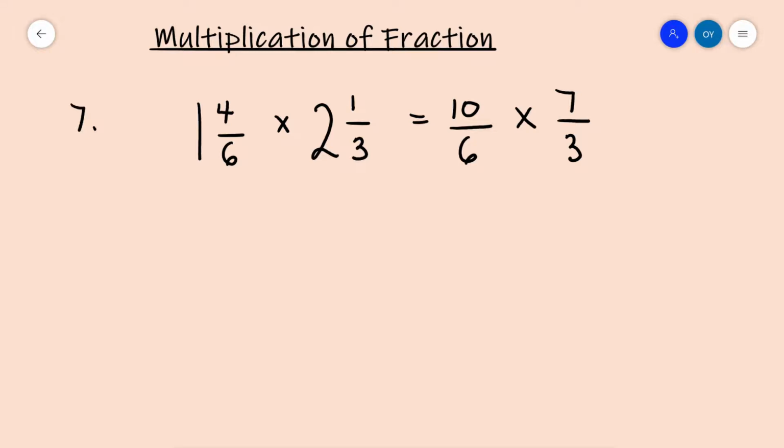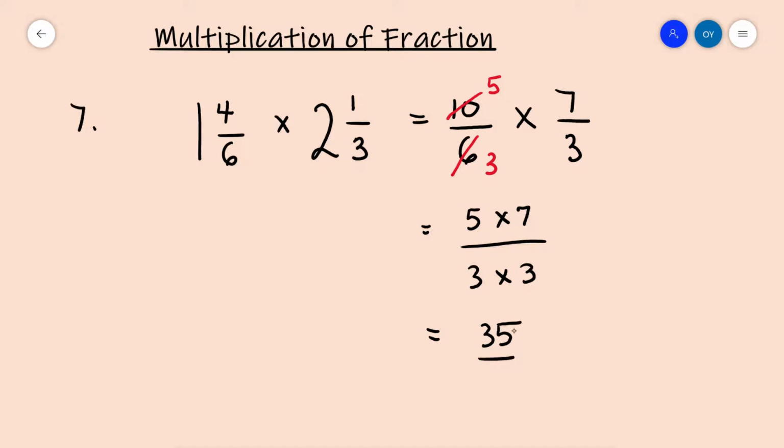Now let's see if we have any common factors between denominator and numerator. And here, 10 over 6, we have 2 as the greatest common factor. So we divide through, we have 5 over 3. So our leftover now is 5 times 7 over 3 times 3. 5 times 7 is 35, then 3 times 3 is 9. So we have 35 over 9.